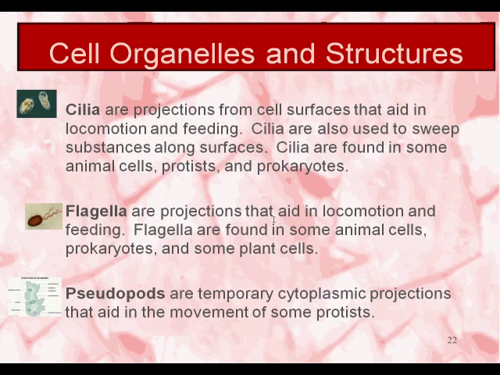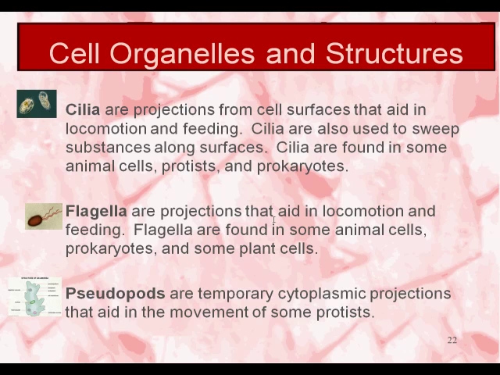Some cells contain specialized structures for locomotion. Examples of these structures include cilia, flagella, and pseudopods. Cilia are projections from cell surfaces that aid in locomotion and feeding. Cilia are also used to sweep substances along surfaces. Cilia are found in animal cells, protists, and prokaryotes.